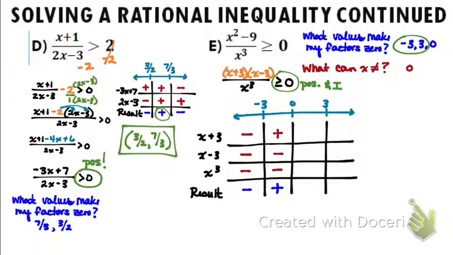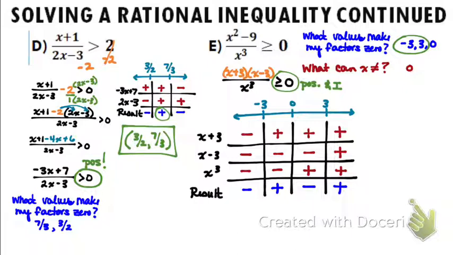In between 0 and 3: 1. 1 plus 3, positive. 1 minus 3, negative. 1 cubed, positive. Multiply 2 positives and a negative for an overall negative result. Something bigger than 3: 4. What's going to happen all the way down? All positives. 4 plus 3 is positive. 4 minus 3 is positive. 4 cubed is positive. Get a positive result from the whole thing.